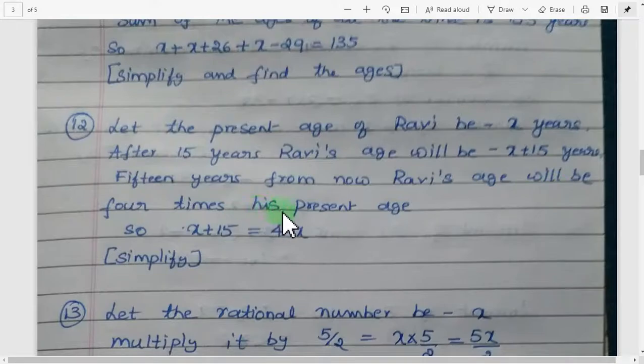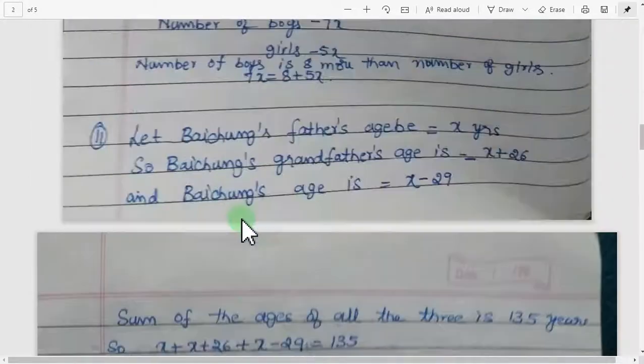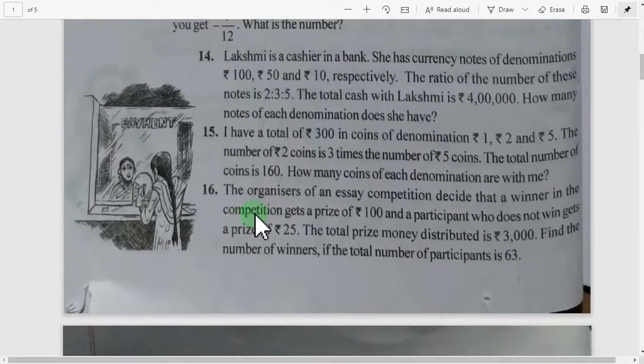Ravi's age will be 4 times his present age. 4 into present age x is 4x. If you simplify this, you'll get the answer. How can you simplify? Take x to this side: 4x minus x, so 3x is equal to 15. Then x is equal to 15 by 3, since 3 goes to the other side and becomes division. 3 5s are 15, so the x value is 5. Next, 13th question.